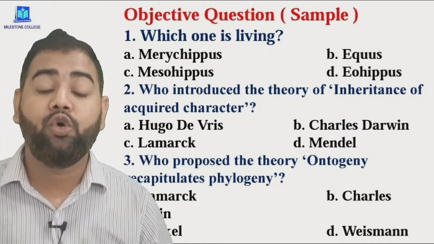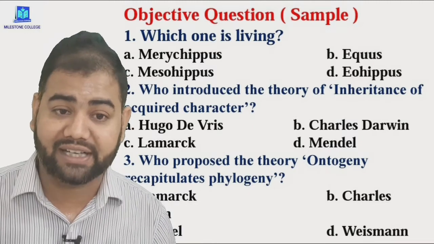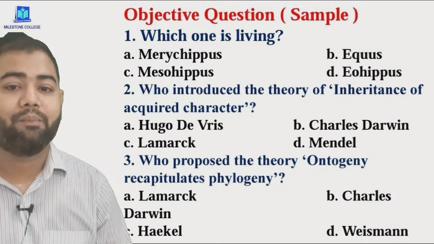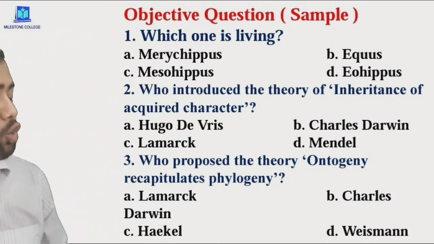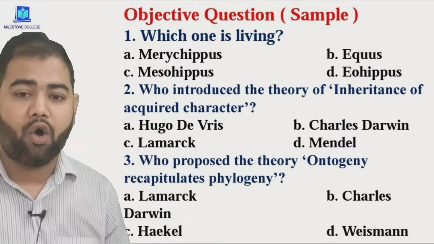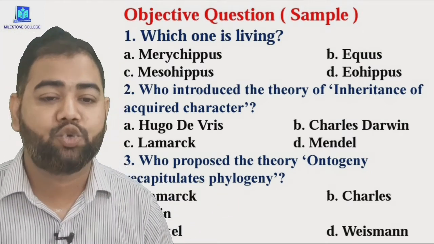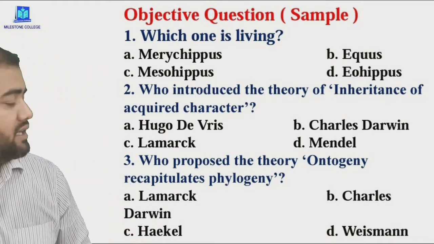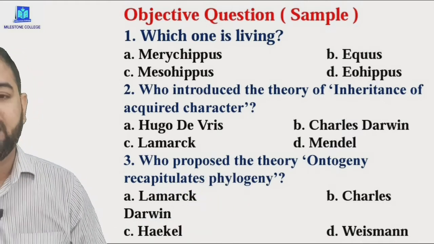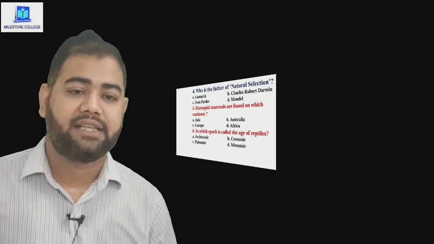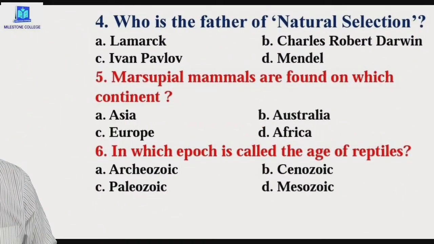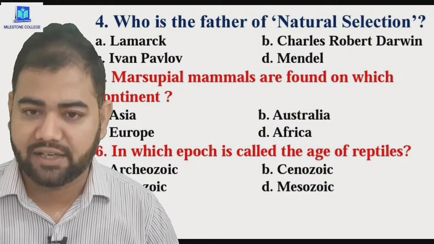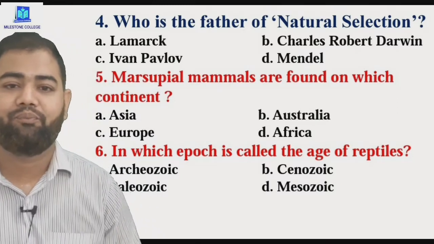Question number 2, who introduced the theory of inheritance of acquired characters? The options are Hugo de Vries, Charles Darwin, Lamarck, Mendel. Question number 3, who proposed the theory ontogeny recapitulates phylogeny? The options are Lamarck, Charles Darwin, Haeckel, Weismann. Question number 4, who is the father of natural selection? The options are Lamarck, Charles Robert Darwin, Ivan Pavlov, Mendel.